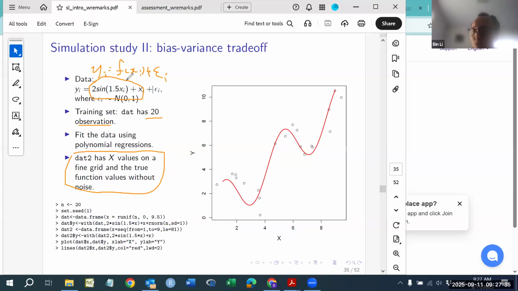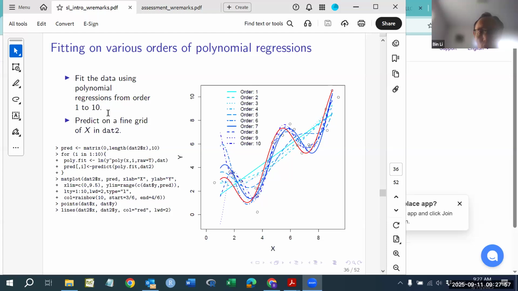Real data, we don't have the true value. We have the corrupted value with additive noise. But this is just for the demonstration purpose. So let's see. And these open circles are the realizations on these true functions, with additive noise. So how to fit this?